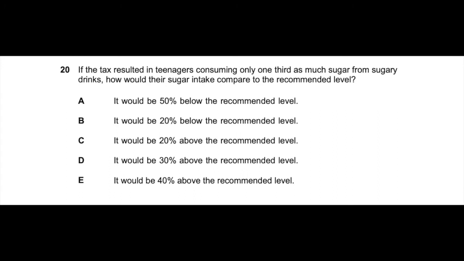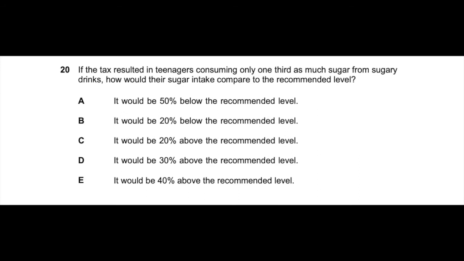Question 20. If the tax resulted in teenagers consuming only 1/3 as much sugar from sugary drinks, how would their sugar intake compare to the recommended level? The correct answer is C because of the following. The text states that teenagers consume 50% more sugar on average than is currently recommended, equals 150% of the recommended amount. The text also states that 30% of the sugar intake of teenagers is from sugary soft drinks. Therefore, teenagers consume 45% of the recommended amount from soft drinks, 150 multiplied by 0.3 equals 45.